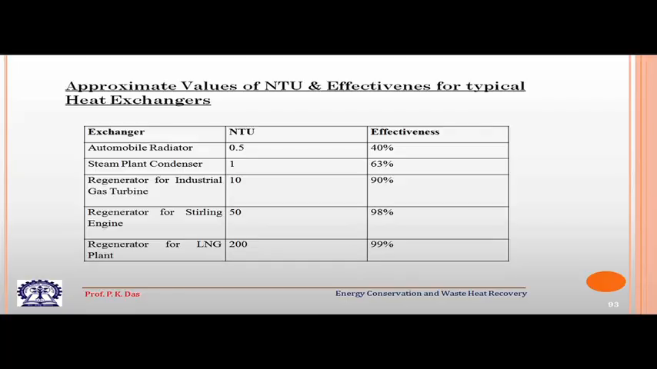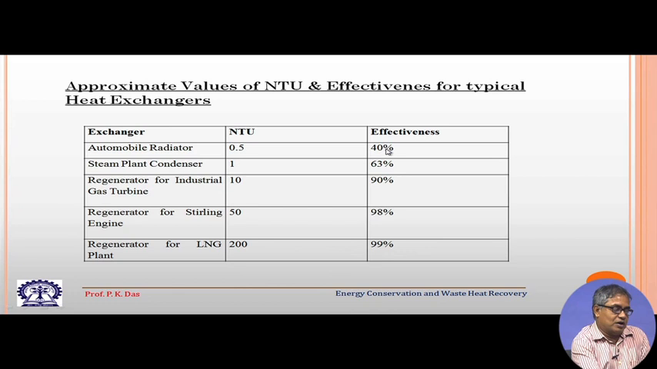So, if we now pay our attention to this particular slide, you see an automobile radiator will have NTU of the range of 0.5 and effectiveness of the order of 40%, it could be 40%, 50% like this. For a steam power plant condenser, the NTU value will be of the order of 1 and the effectiveness will be of the order of 63%, that means it could be even up to 70% or slightly below 60% also. So, in that range it will vary.